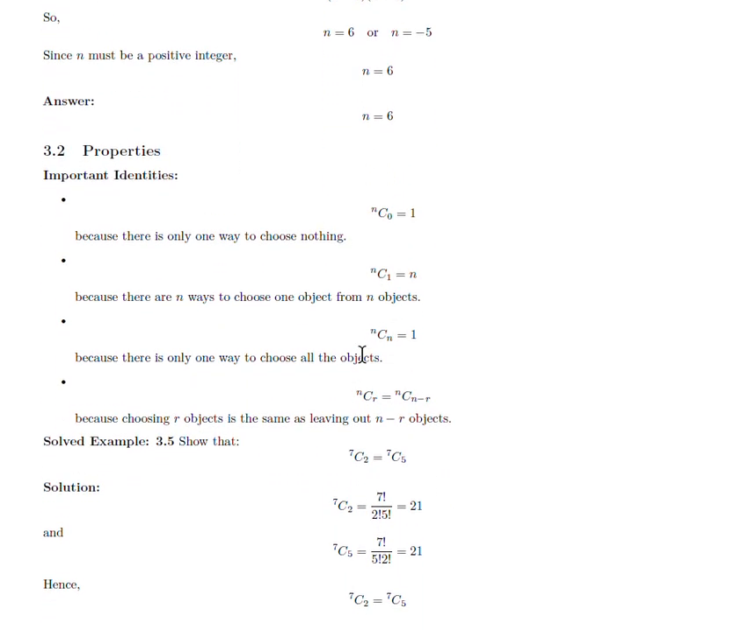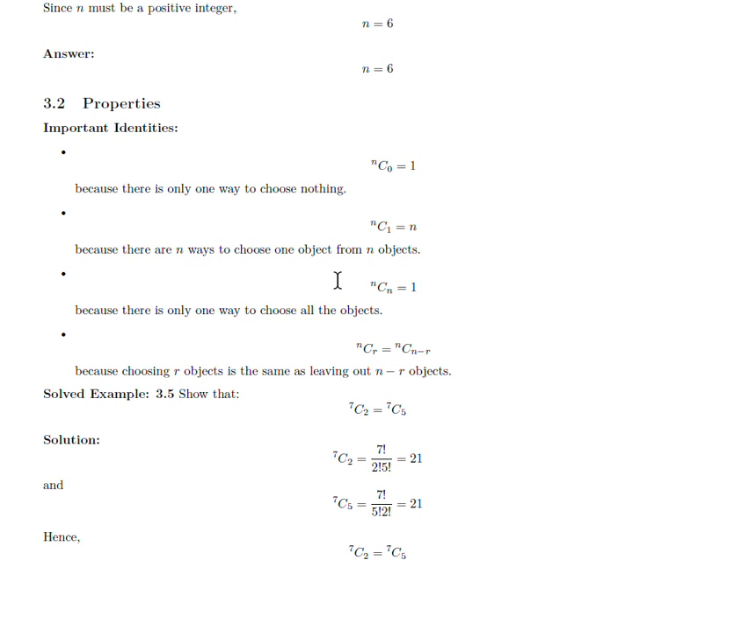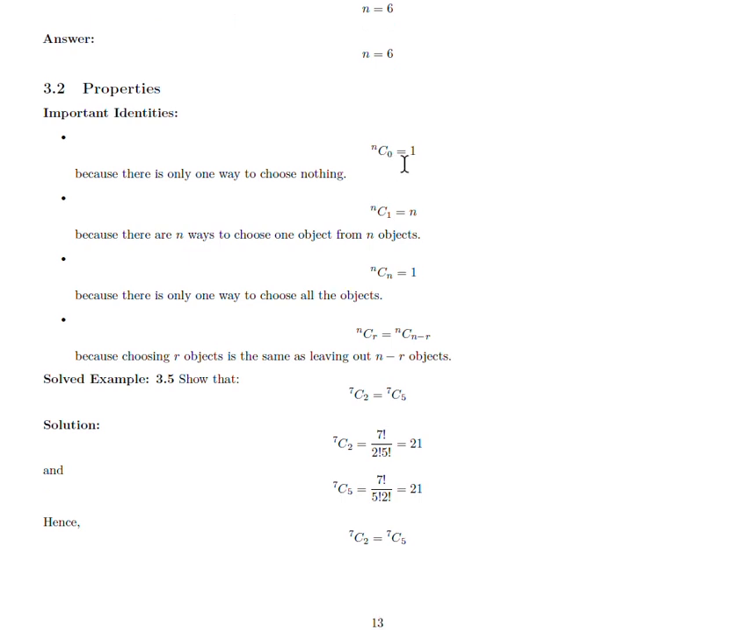Properties. Take note of these properties. N combination 0 is always 1. N combination 1 is always n. N combination n is always 1. N combination r is the same thing as n combination n minus r, because choosing r objects is the same as leaving out n minus r objects.